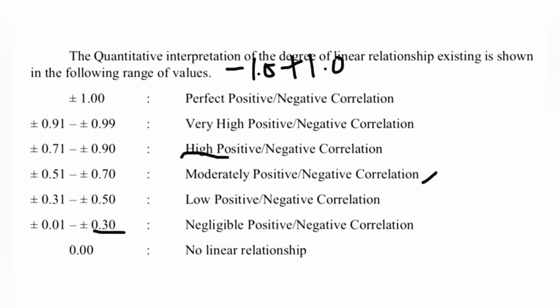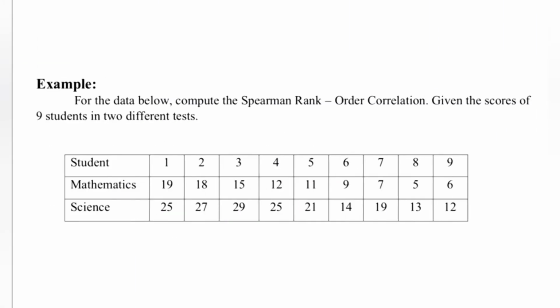At kapag naman 0.00 yung lumabas, therefore there is no relationship. No linear relationship. Ibig sabihin lang, kapag nag-0.00, wala talagang kinalaman sa isa't isa yung dalawang variables na pinagbabangga natin. Or, hinahanap natin yung relationship nila pero wala talaga. So, para mas maintindihan, let's have an example here.